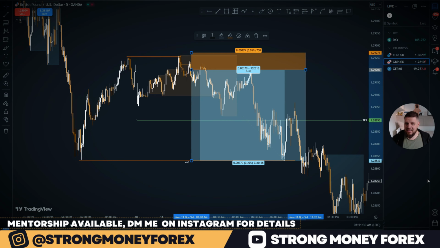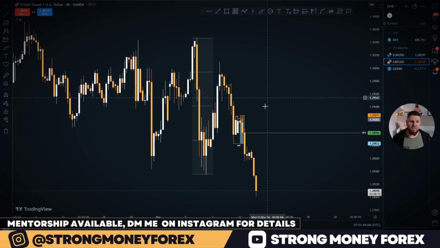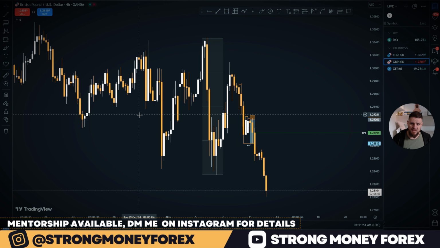This is the exact setup and model that we used to catch this 5% trade on GBP USD yesterday on Monday, the 11th of November. So before I get into any trade, I'm always looking at where the liquidity is moving from and to. That for me is the most important thing. So I start my analysis always from top down. So I'm looking at where liquidity's been swept.